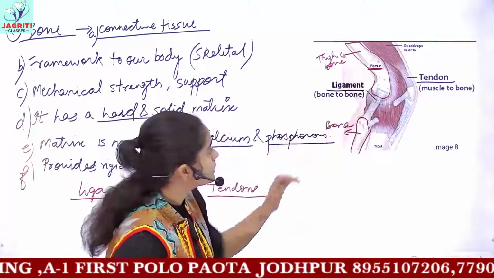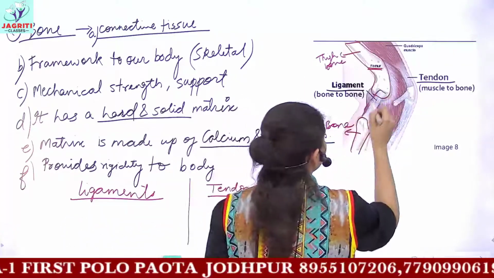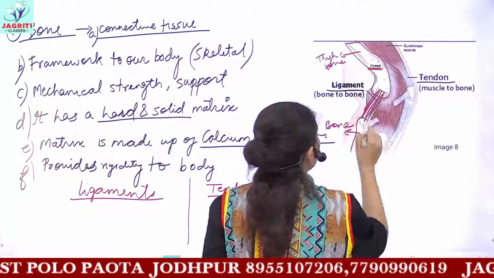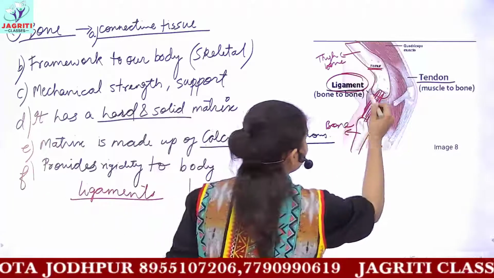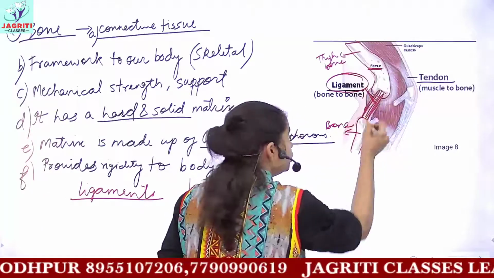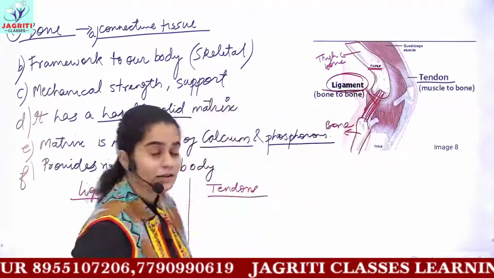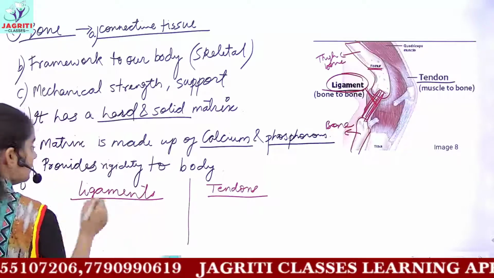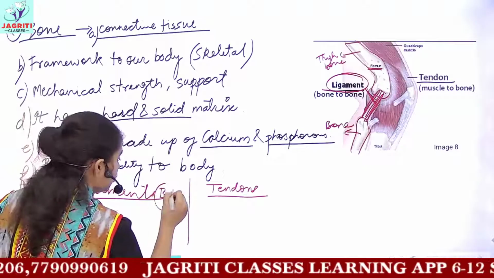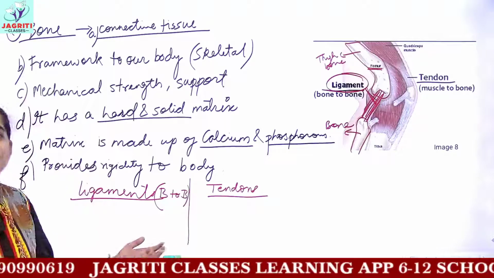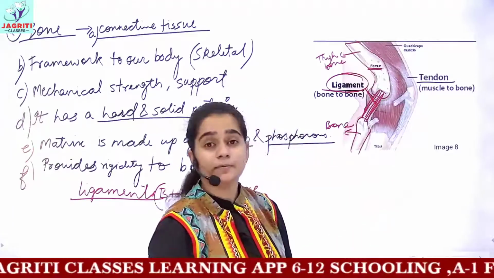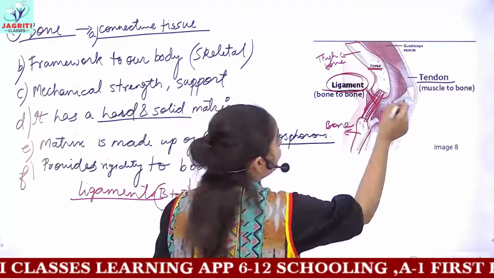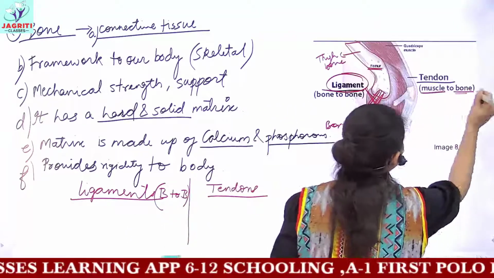These two bones are joined by a fibrous tissue, and this fibrous tissue is known as ligament. So this joining or connecting link between two bones is called ligament. So you have to remember, ligaments join a bone to bone, that is B to B. Whereas tendons are also a kind of connective tissue, but these join a muscle to the bone.